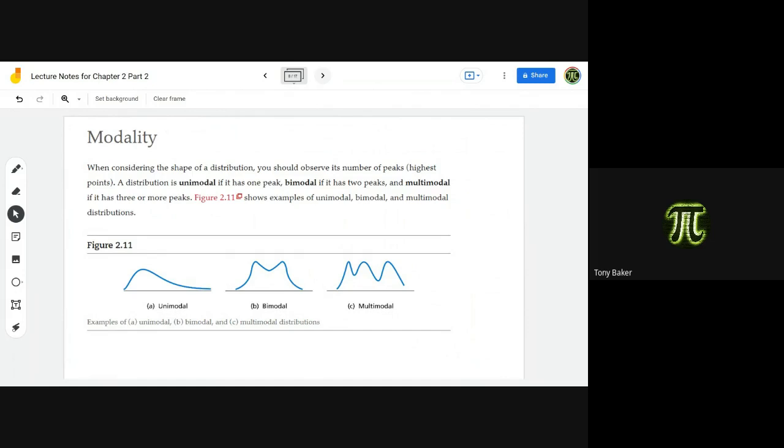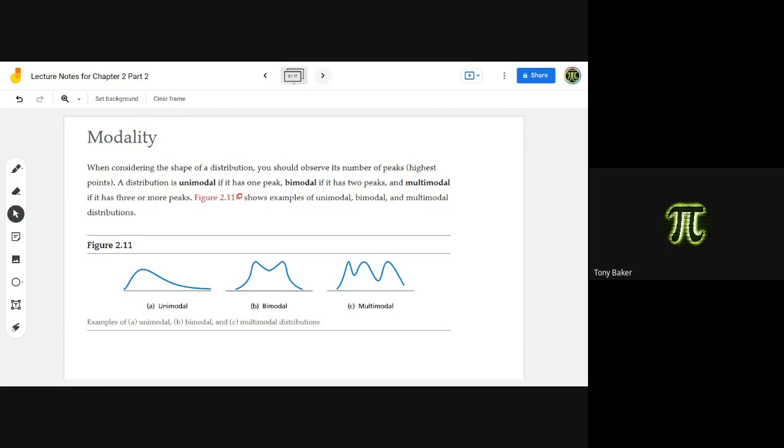What's mode? Mode's the one that appears most often. Mode is also the only one that we can have multiples of. Now, modality is similar to that. The reason I brought it up is because with modes, you can have multiple ones.